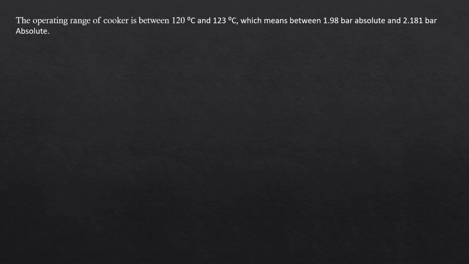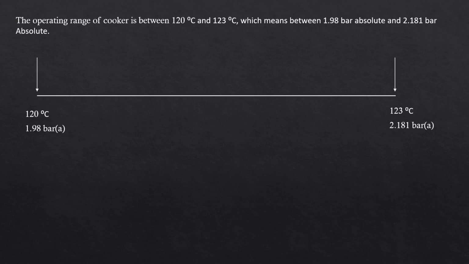The operating range of the cooker is between 120 degrees Celsius and 123 degrees Celsius, meaning between 1.98 bar absolute pressure and 2.18 bar absolute pressure. If we choose this point, the valve will open early and the temperature may drop below 120. If we choose this point, the valve will not move. We will choose a middle point, and do not forget that there are frictional forces that must be overcome as well. The vapor pressure is then equal to 2.083 bar or 208,300 pascals.